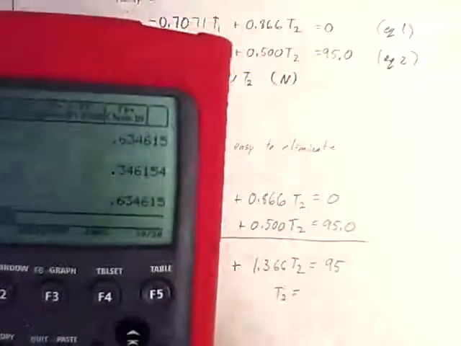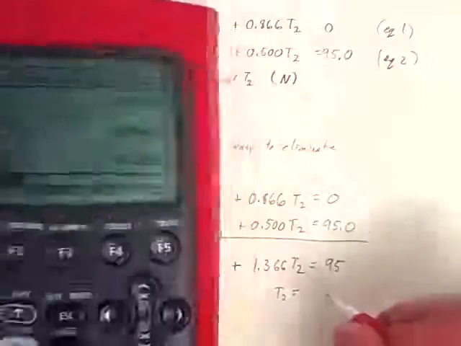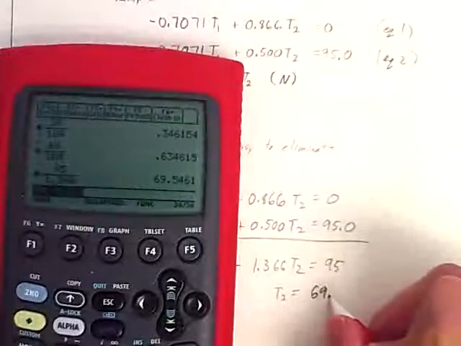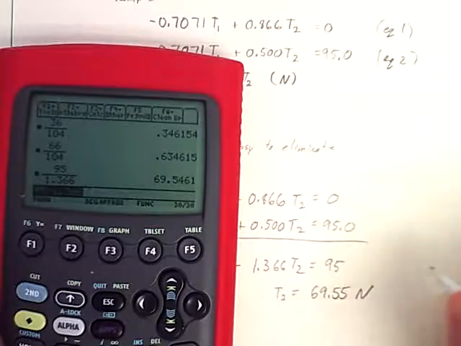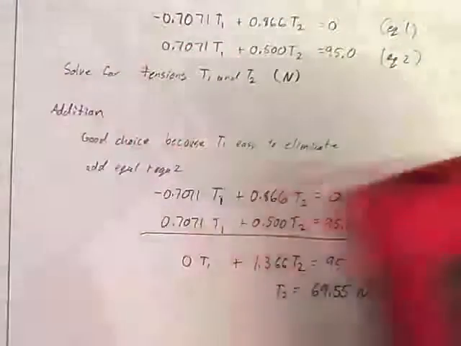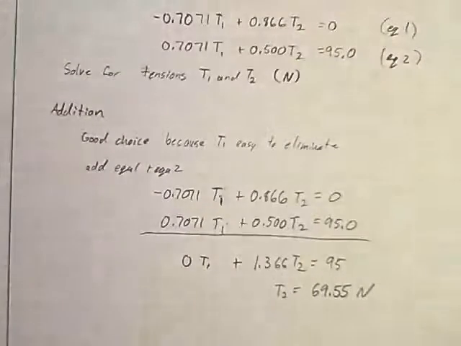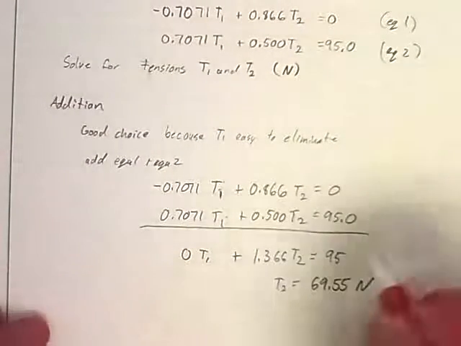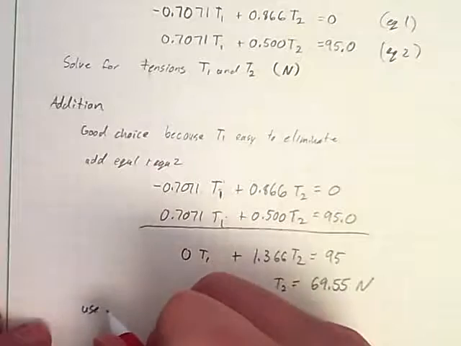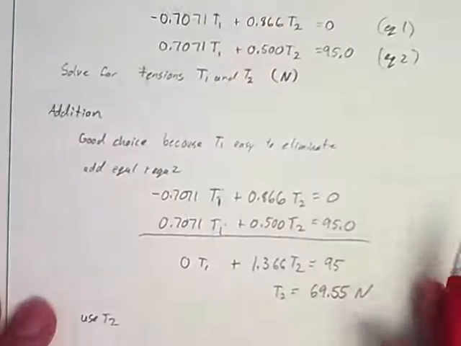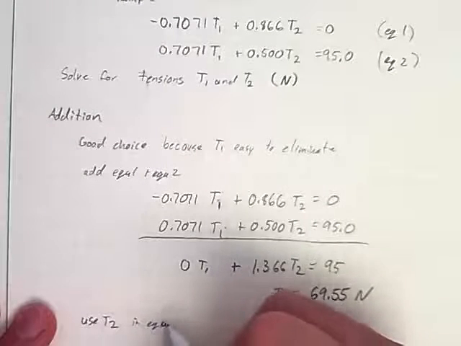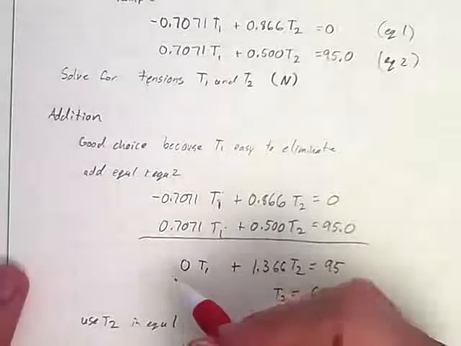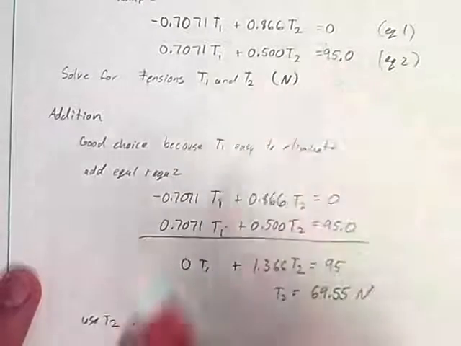95 divided by 1.366. And I get that T2 is 69.55 newtons. And with that information, I can plug that into either equation. I'm going to choose to use equation 1 because there's less to deal with.